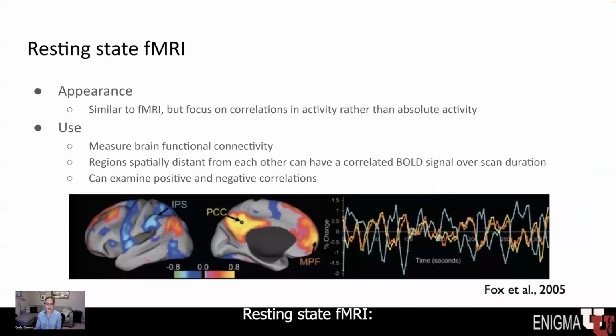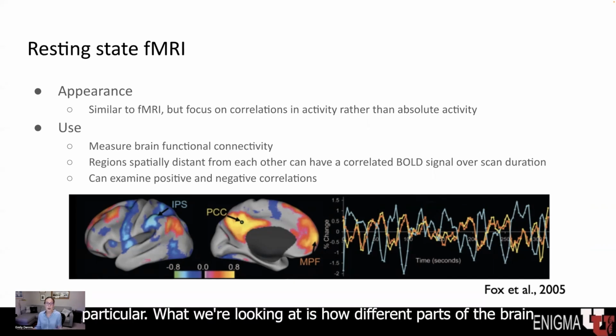Resting state fMRI. The appearance is similar to fMRI, where you're seeing kind of a heat map of activity, but the focus for resting state fMRI is on correlations in activity rather than the absolute activity. So with fMRI, you're seeing clusters of what's active. Here we're interested in what clusters are active together. This is usually done at rest. So the person is instructed in the scanner to just sit quietly, still, and have their eyes open and just let their mind wander, not think about anything in particular.